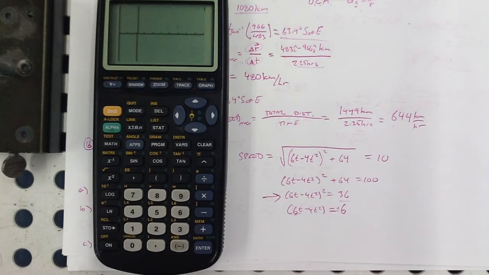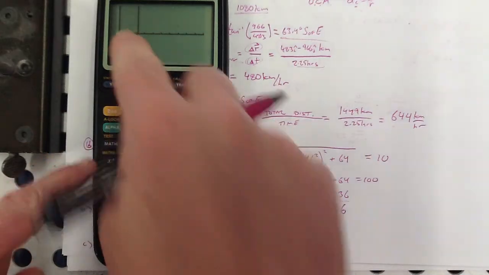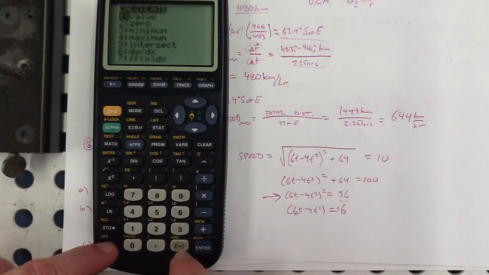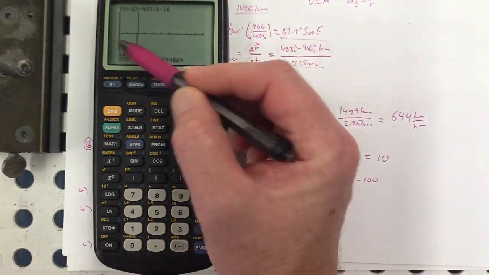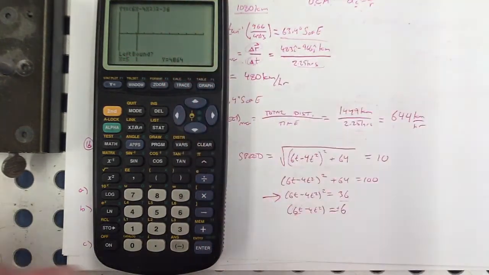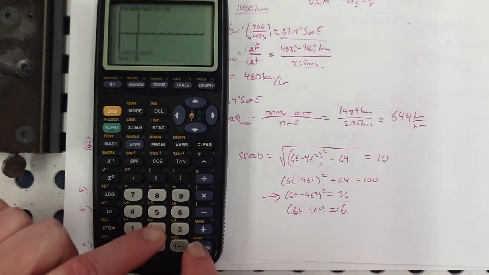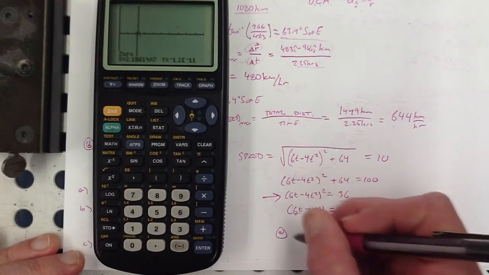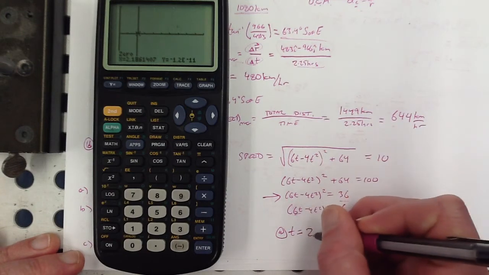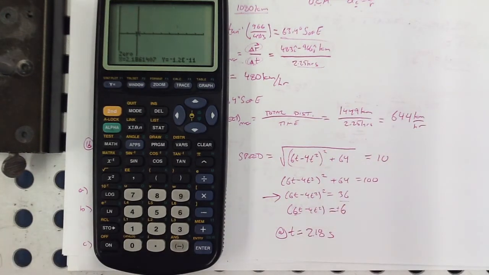So let's see. Okay, there's a spot. And let's find that 0. Second, calculate, zero. I'm not going to play the cursor game, especially because that's so steep. I can see clearly that it is between 2 and 3. So 2 is my left bound, 3 is my right bound, and let's find that. So at time equal to 2.18 seconds, that is what we're looking for. Good.